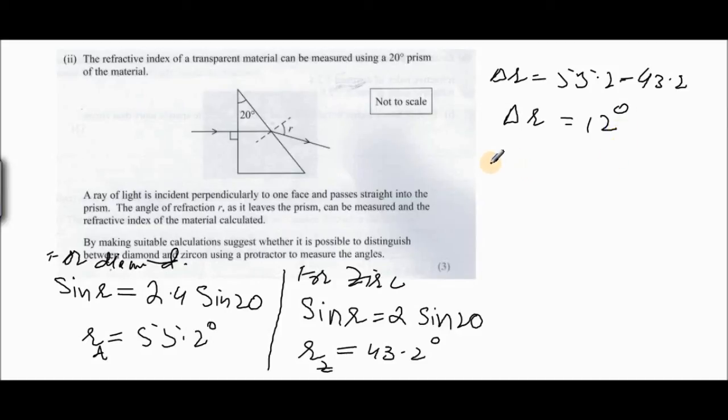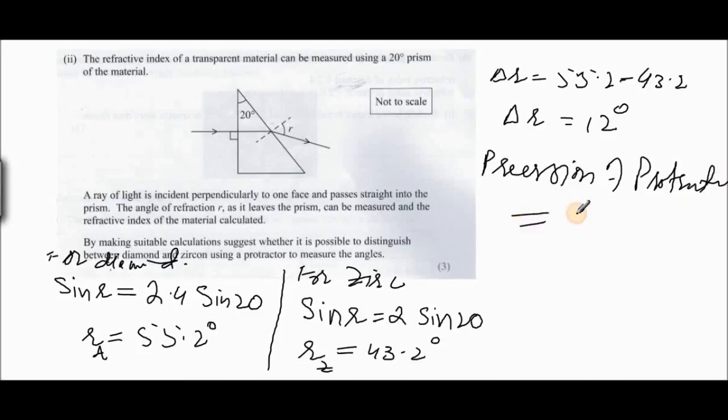And of course the precision of a protractor is 1 degree, and we have a difference of 12 degrees. So yes, we can use a protractor.